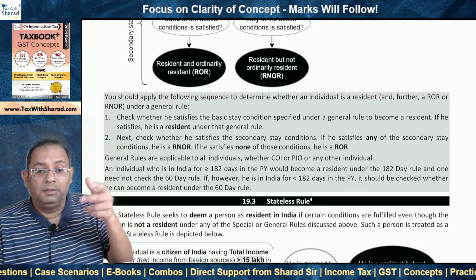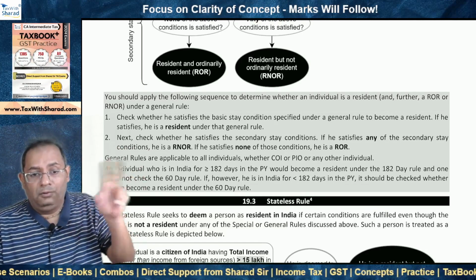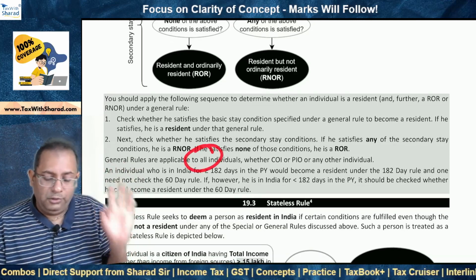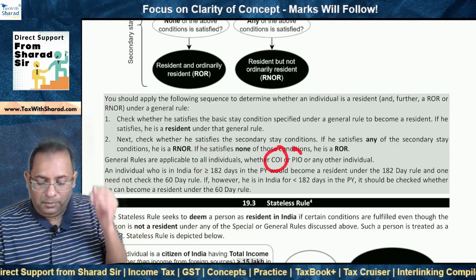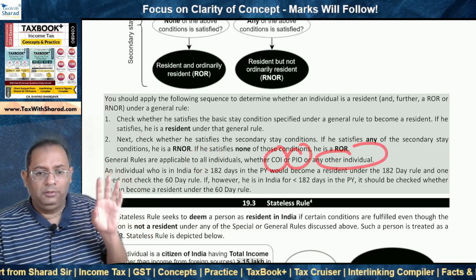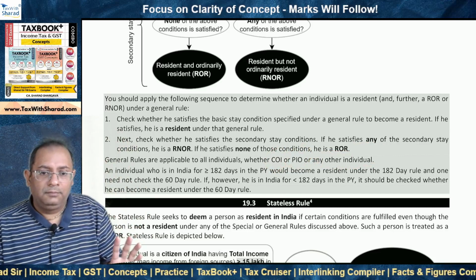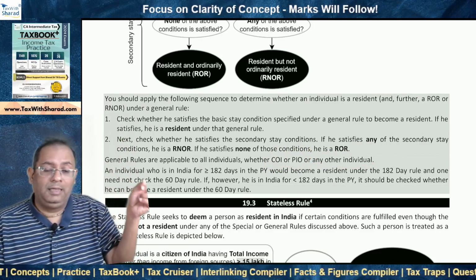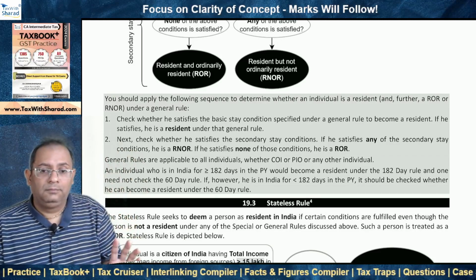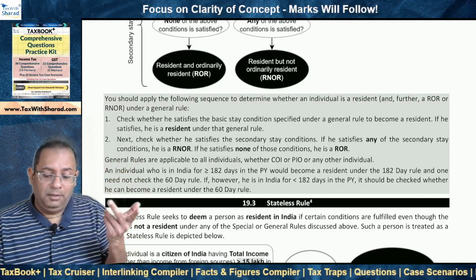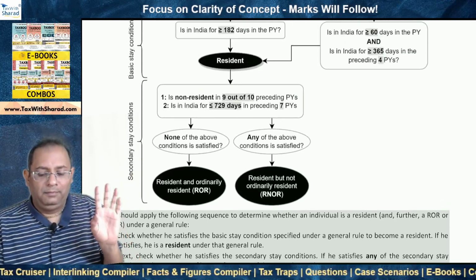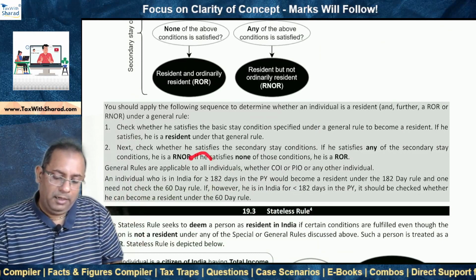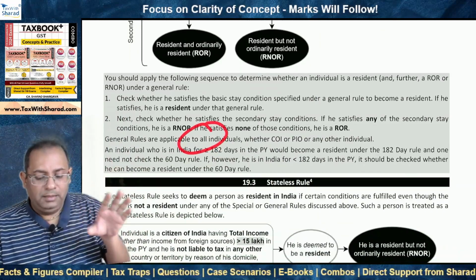to figure out the residential status of a person, whether the person is a resident, and further ROR or RNOR under the general rules. General rules are applicable to all individuals, whether a citizen of India or a person of Indian origin or any other individual, say a pure foreign national. Special rules will not apply to a pure foreign national, because special rules apply when the person is either a citizen of India or a PIO. What if the person is a pure foreign national? Then special rules will not apply. Then we will need to see under the general rule. So general rules basically apply to all individuals, and that's why these are called general rules.